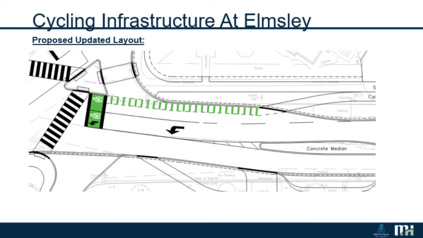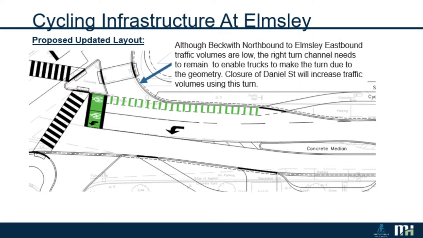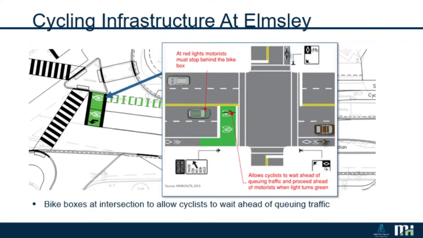If we can have the next slide. I'll come back to that point about the right turn channel. Next slide. So the bike box, commonly used around the province. I believe this would be the first implementation in Smiths Falls, though. So the bike box simply allows cyclists to wait ahead of queuing traffic. There's no change to the traffic light sequence or anything like that. It just allows cyclists to move into position ahead of the traffic and then proceed ahead of the traffic so they can make their turn without having to worry about through traffic cutting across them.